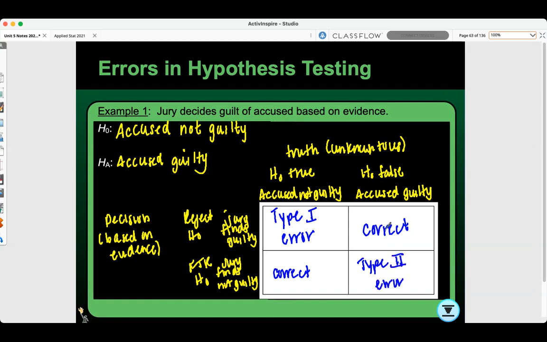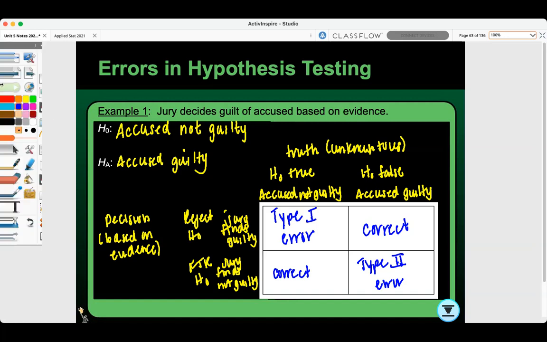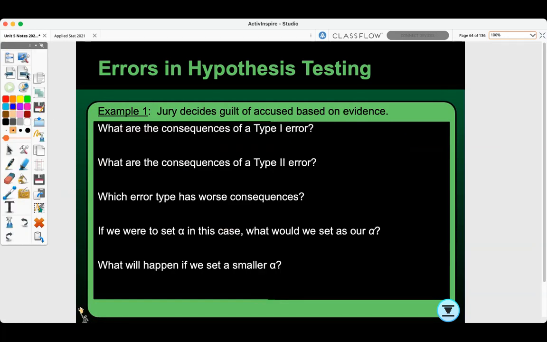And this is a table you can use to organize your thoughts to figure out your type 1 and type 2 error. So let's talk about these. We're still talking about example 1. Jury decides guilt of accused based on evidence.